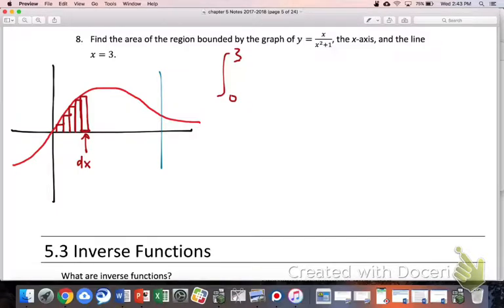Did you say that? No, okay. I'm sorry if sometimes I don't hear. Yeah, so it's a little tiny change in x. And what is the height?